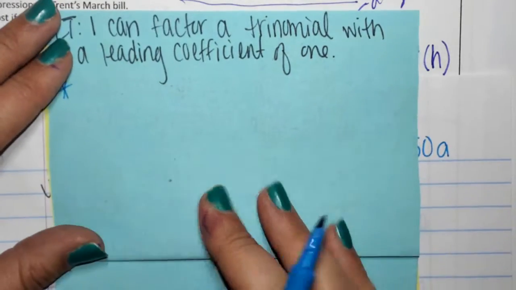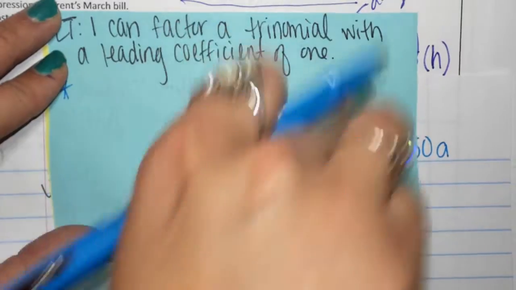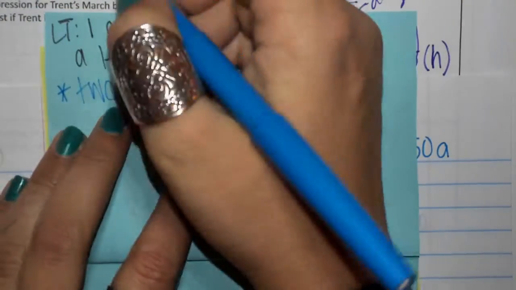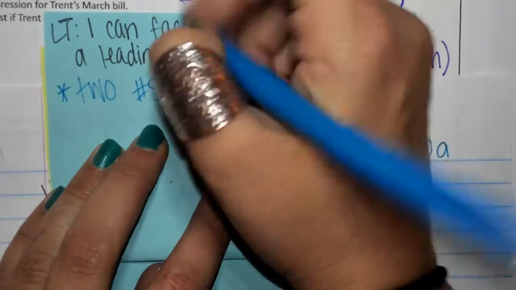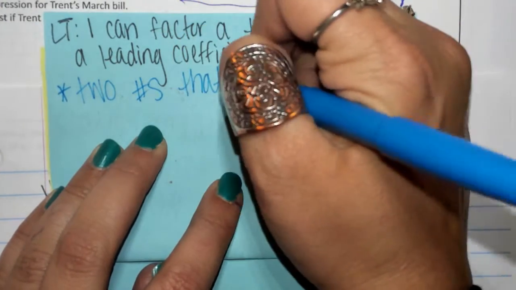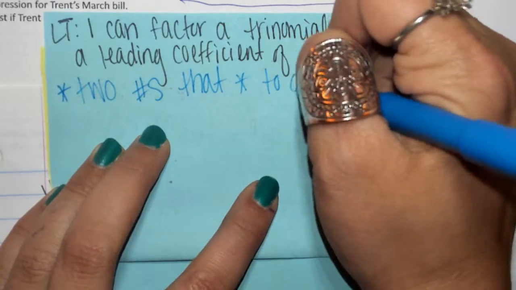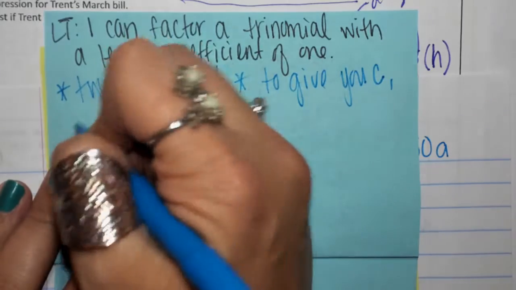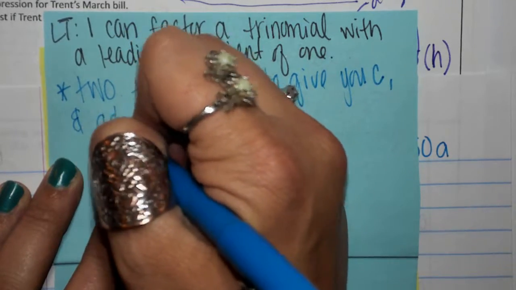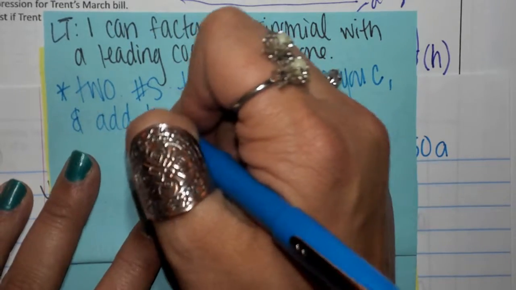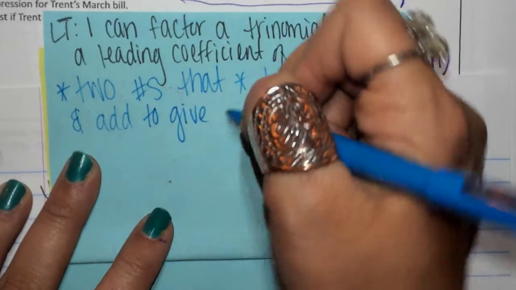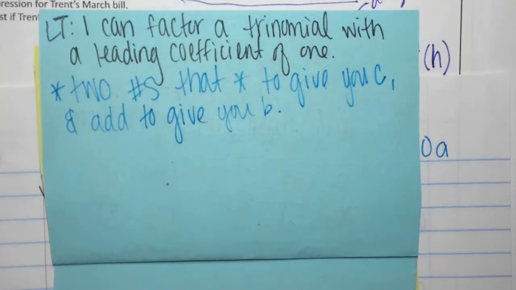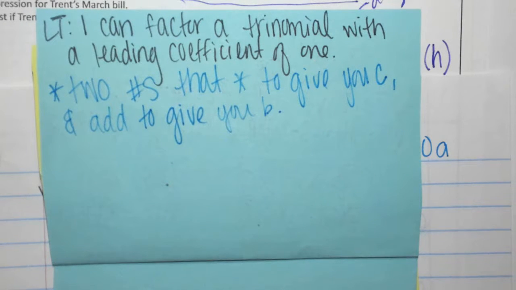All right, so remember when you're solving these, you need two numbers that multiply to give you C, and what? It had to give you B. Yay, take a point. Both of you get a point. All right, so two numbers that multiply to give you C and add to give you B.